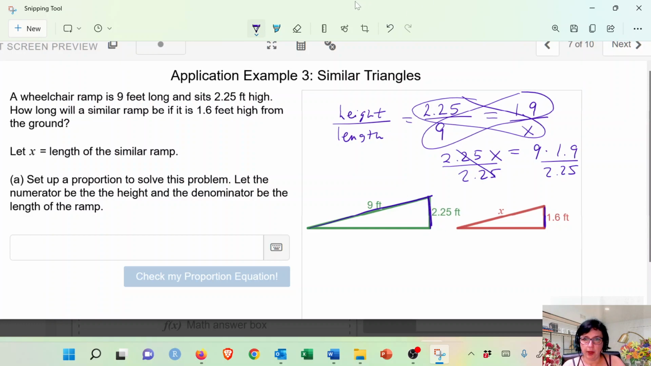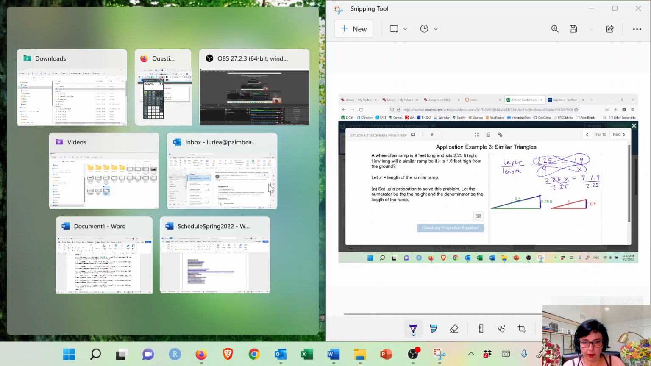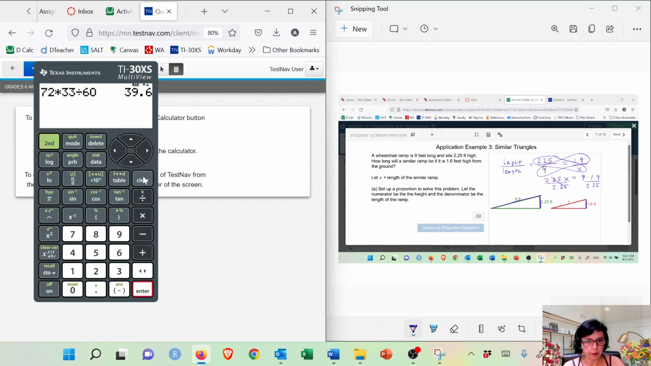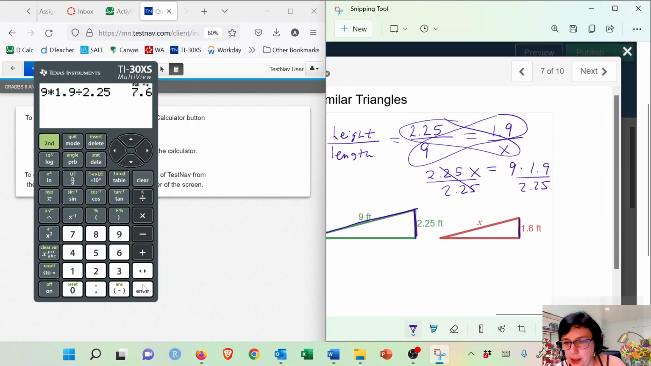Having that side by side, let's see if we can find the calculator here. I take 9, multiply that by 1.6, divide that by 2.25, and that gives me 6.4. Again, I always check whether the answer makes sense. Proportionally, if this was height 2.25, that was 9. This height is smaller, that's 1.6. So the answer actually makes sense.